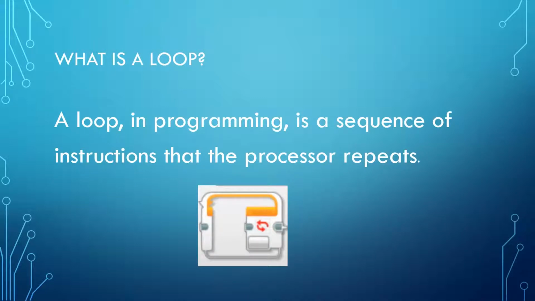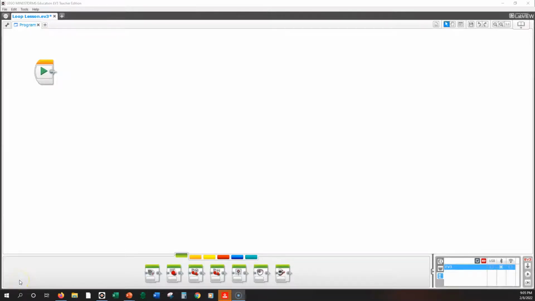A loop in programming is a sequence of instructions that the processor repeats. It will repeat the instructions. Let's see how this works. I'm going to make the robot move forward a short distance. I don't want it to go very fast. And then I want it to turn around. So we are going to make it turn around.